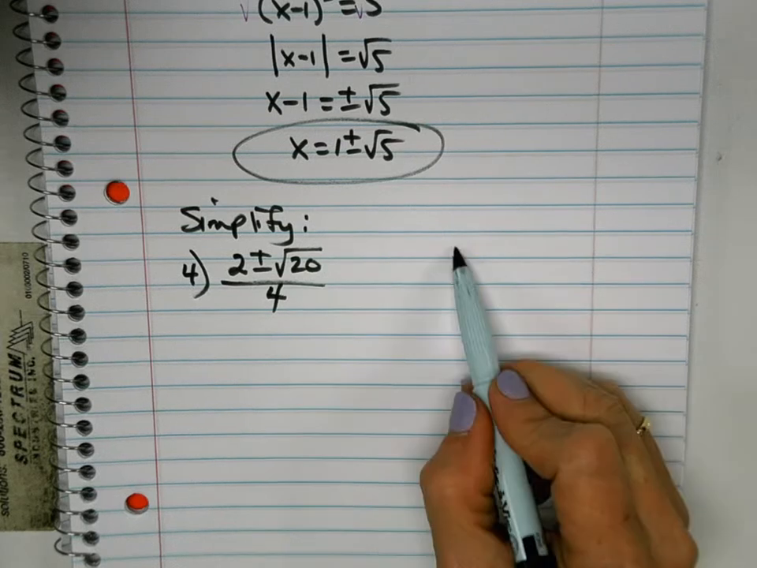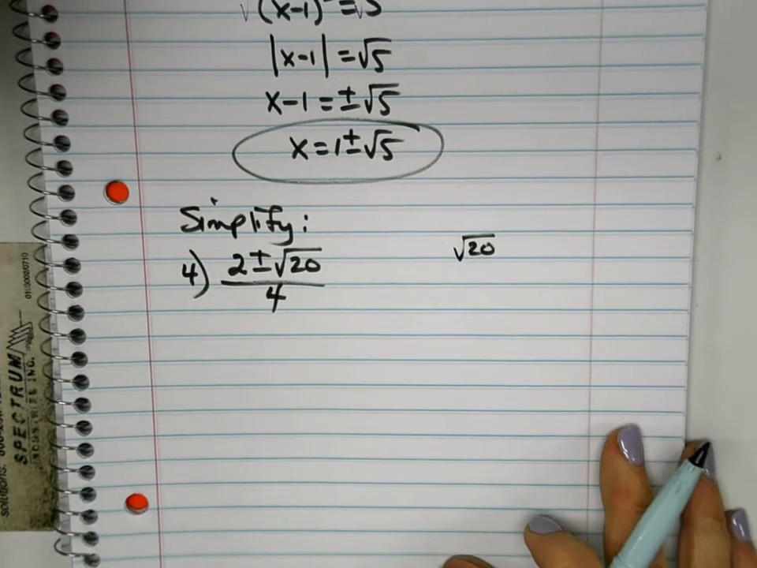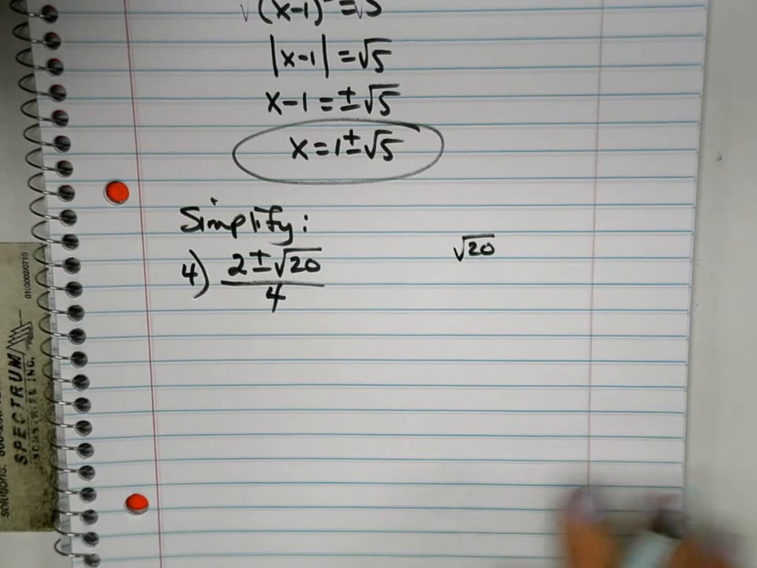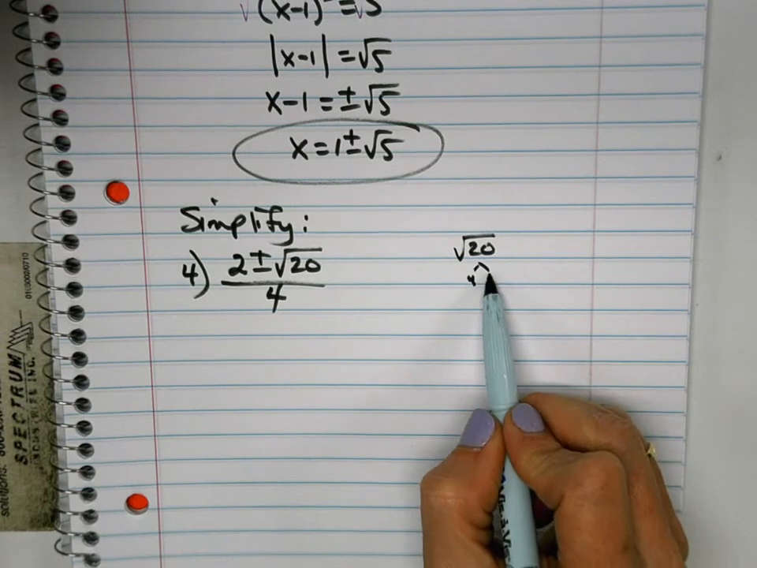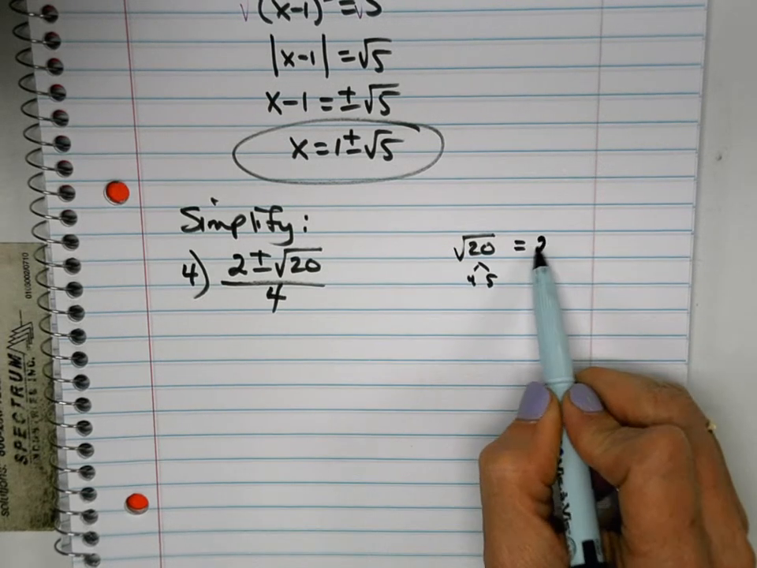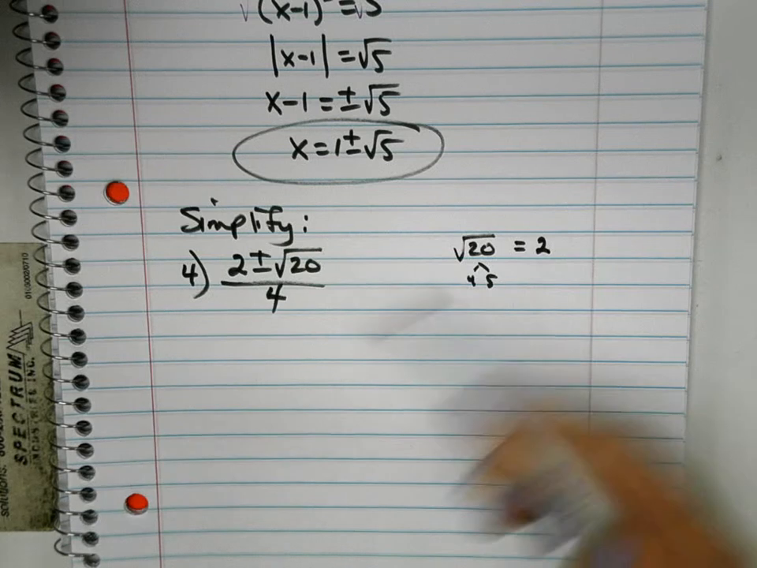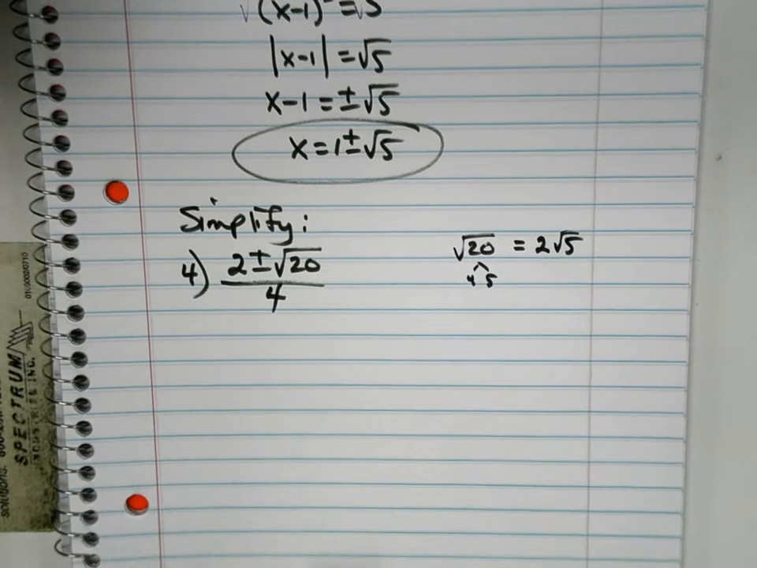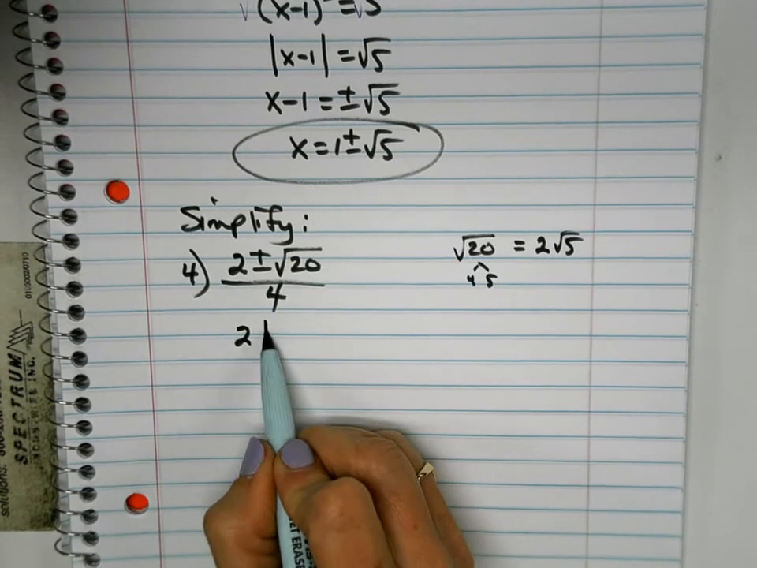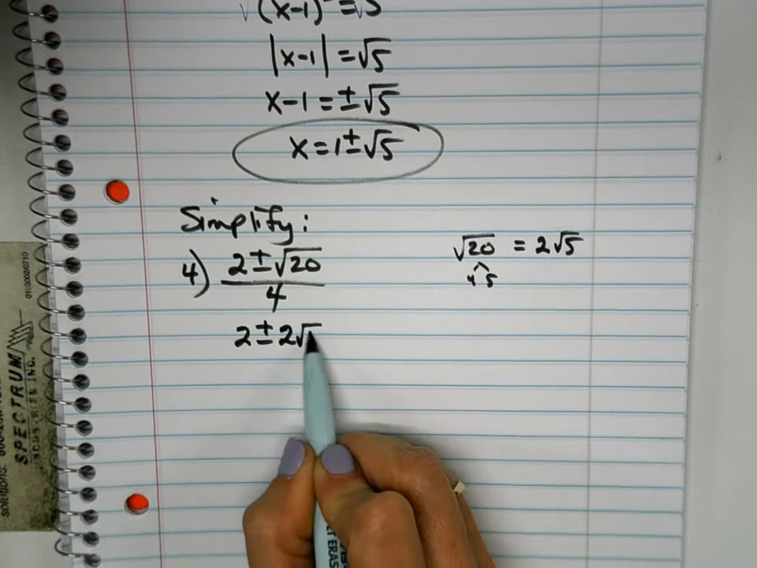Okay, let's think about root 20. What's the biggest perfect square that goes into 20? 4, right? It's 4 times 5. Okay, what's the square root of 4? 2. See, that would give you a pair of 2's that would come out. The 5 would have to stay under. 2 root 5. Okay, so I'm going to write this as 2 plus or minus 2 root 5 all over 4.